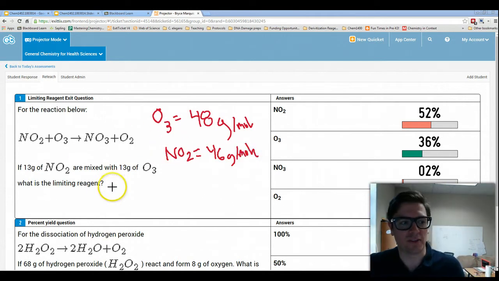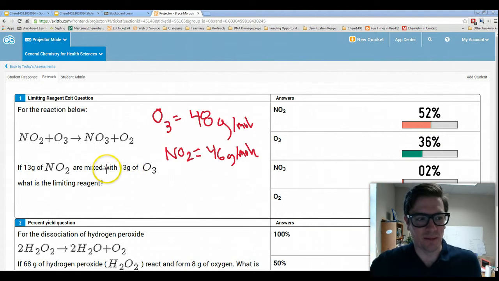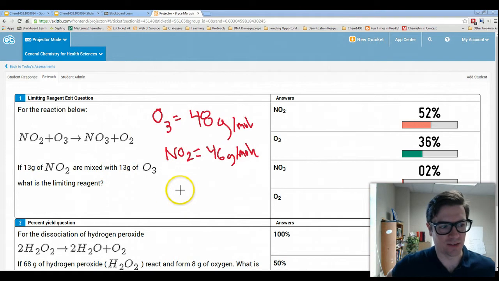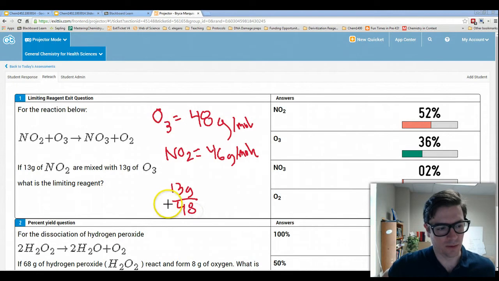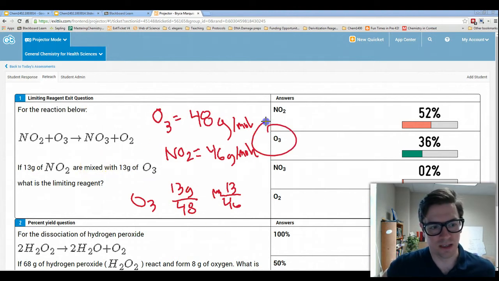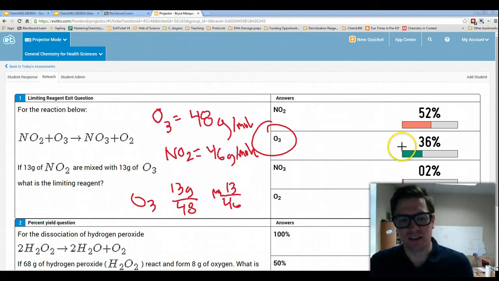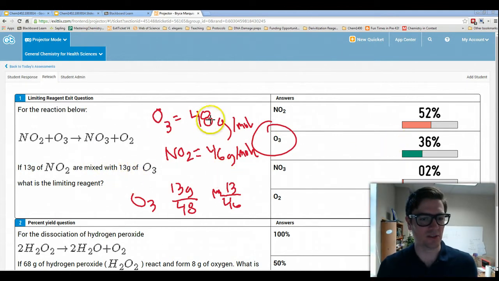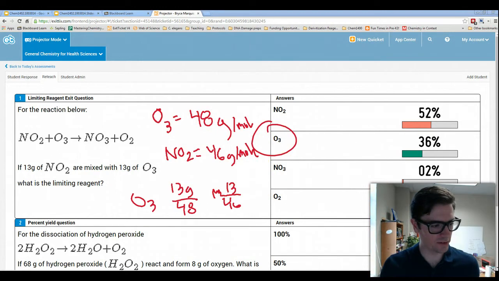Therefore, if they both have the same mass, the one that weighs more is going to be fewer moles. What you're going to have is 13 grams divided by 48 for O3, and 13 grams divided by 46 for NO2. Because this number is slightly smaller, it means that O3 is going to be our limiting reagent. So that's how that one works. I'll take the drawing off for a second.